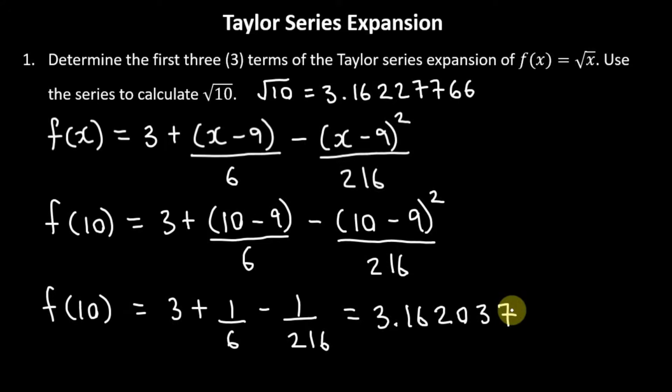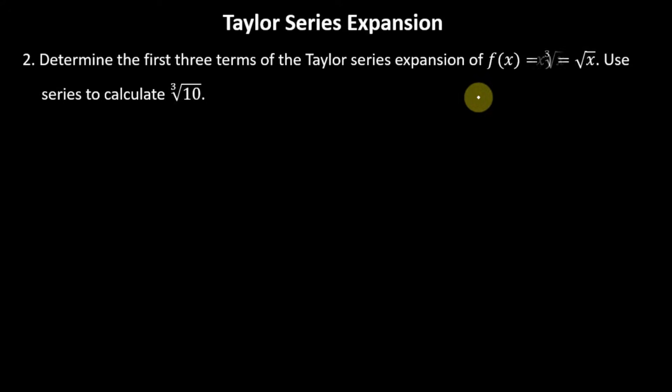All right, so let us look at question 2. Now, question 2 asks us to determine the first 3 terms of the Taylor series expansion of f of x is equal to the cube root of x. And I want to use the series to calculate the cube root of 10. All right, so the first one we looked at was, of course, the square root. It was a function f of x is equal to the square root of x.